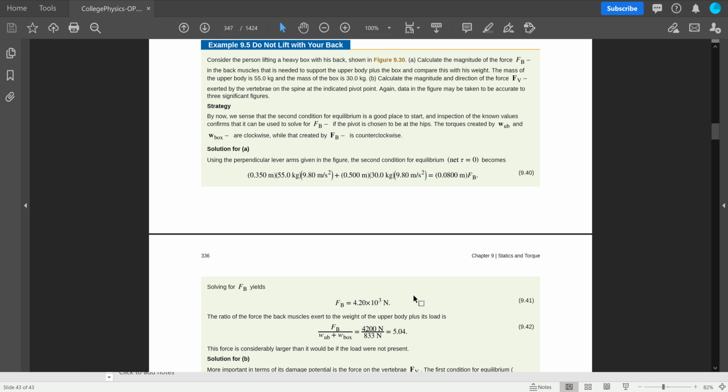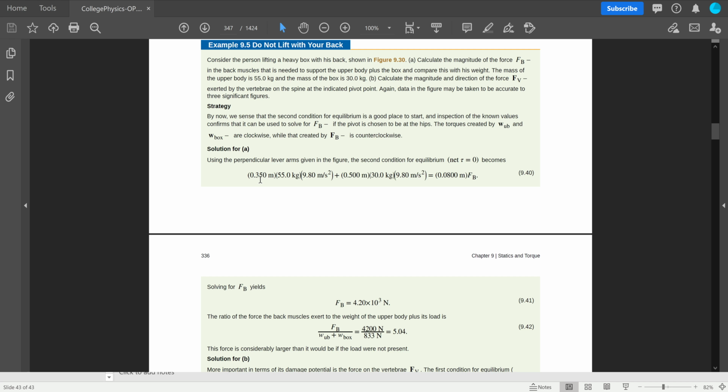Okay, so our strategy. By now, we sense that the second condition of equilibrium is a good place to start, and inspection of the known values confirms that it can be used to solve for FB if the pivot is chosen to be at the hips. The torques created by WUB and the W of the box are clockwise, while the torque created by FB is counterclockwise. So what we'll do, we'll just set our torques equal to each other here.